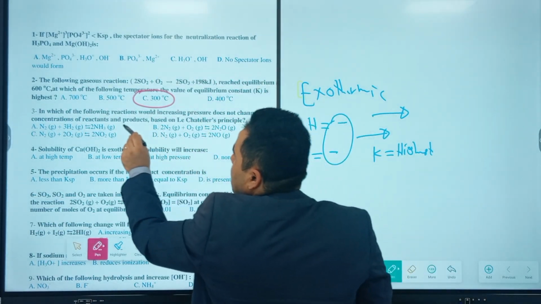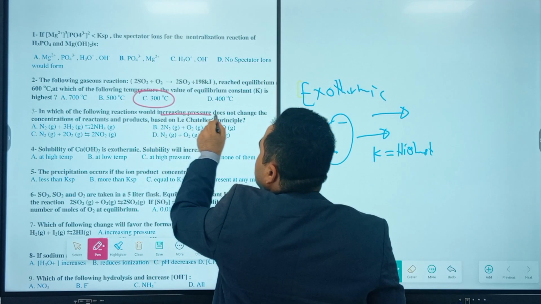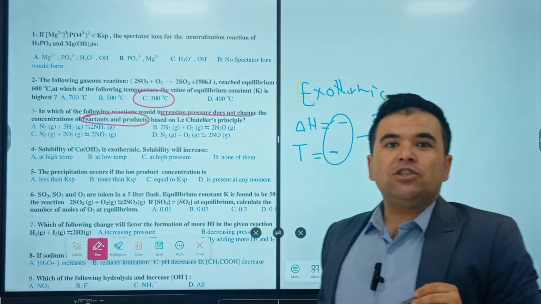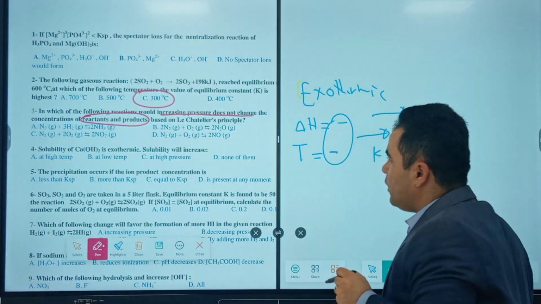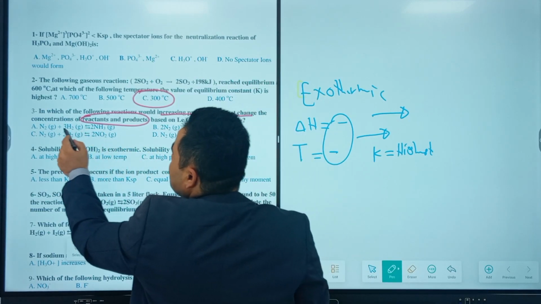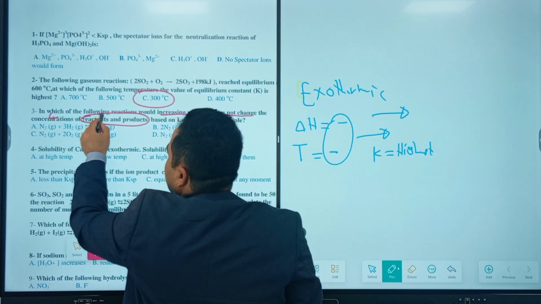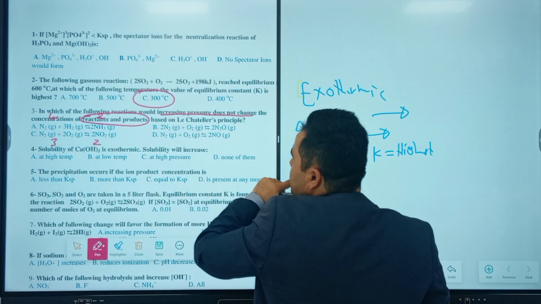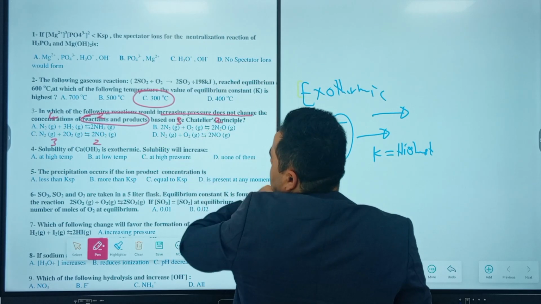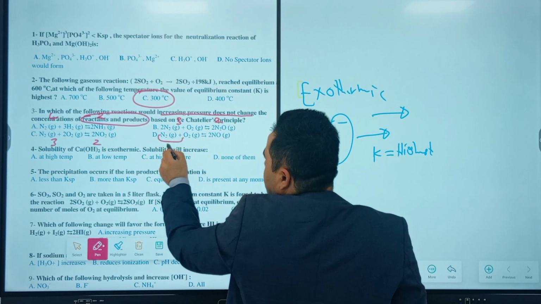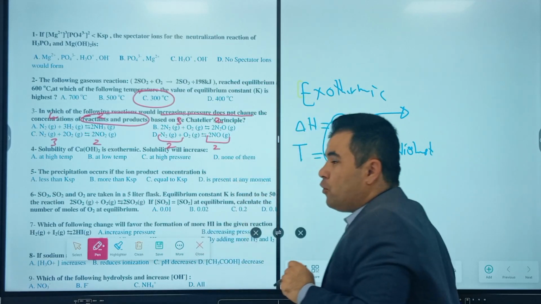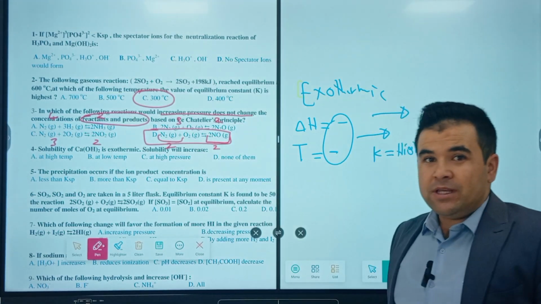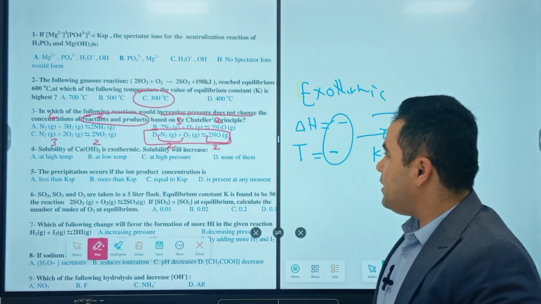The third question: in which of the following does an increase in pressure not change the concentration of reactant and product, or not shift the equilibrium position? The first one has 4 moles of gas against 2 moles, so changing pressure changes it. 3 moles of gas against 2 moles, it changes and shifts equilibrium. But here we have 2 moles of gas and 2 moles of gas in the product. D is the correct answer, where the increase in pressure does not shift the reaction.